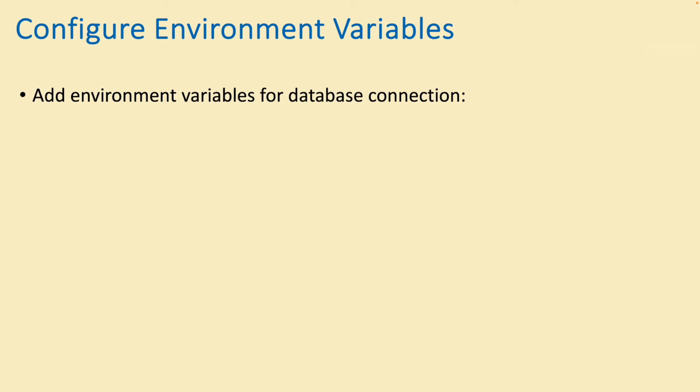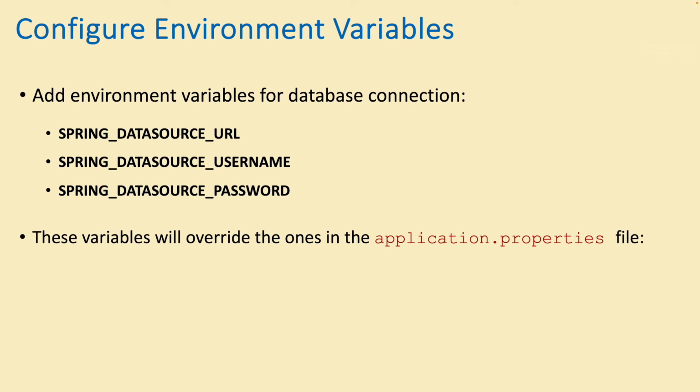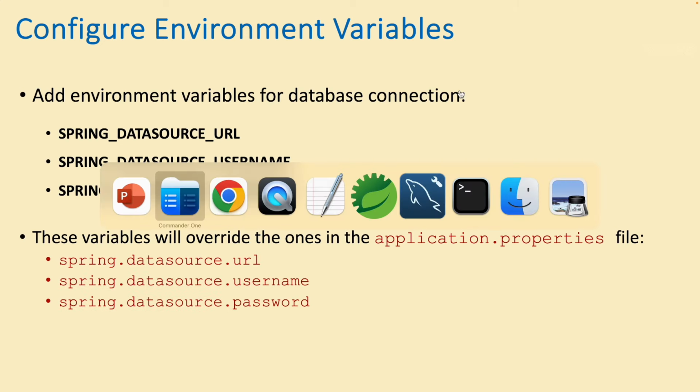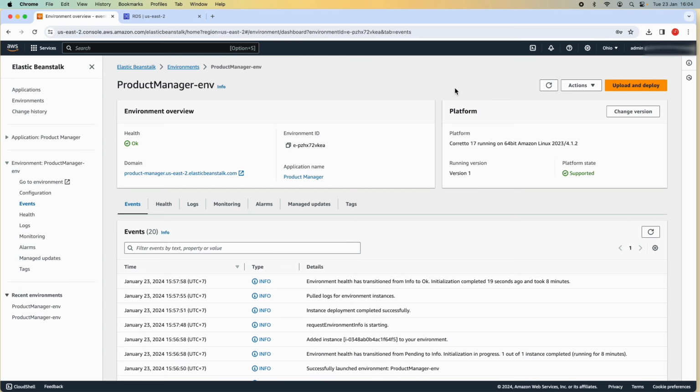And for the database connection information, we need to add some new environment variables with the following names: SPRING_DATASOURCE_URL, SPRING_DATASOURCE_USERNAME, SPRING_DATASOURCE_PASSWORD. These variables will override the ones in the application configuration file, the application.properties file. Okay, so now back to the deployment page here, the environment.